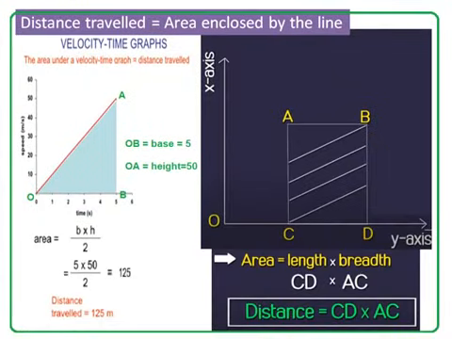Children, we have learned how to calculate the acceleration from the velocity time graph in the previous case. Now we will extend from the same velocity graph. How can we calculate the distance traveled by the body? The distance traveled by the body from the velocity time graph is easily calculated by finding the area enclosed by the line. You have to find the area enclosed by the line.